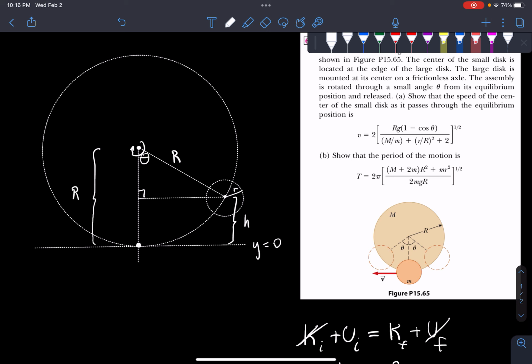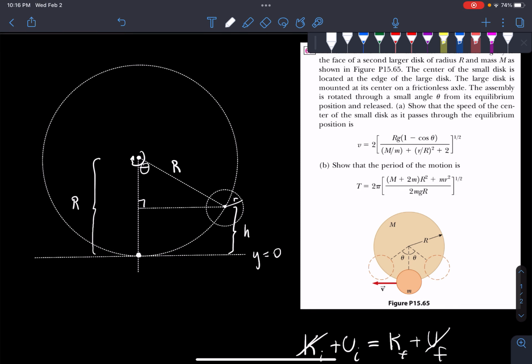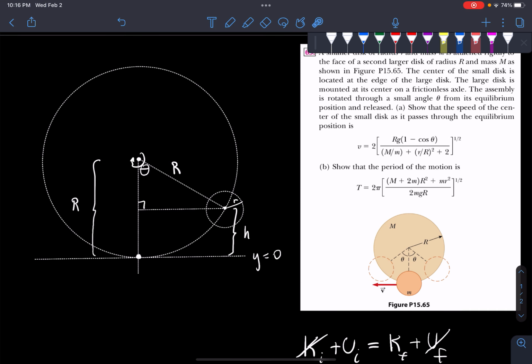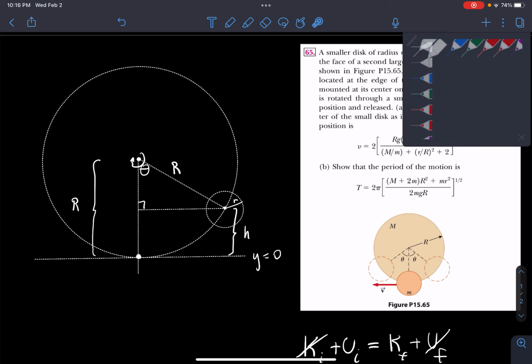So for h, we want R, which is this whole distance here, minus this little bit right here, which will give us this bit, which is h. So this piece right here is going to be, well, it's R, the hypotenuse of that triangle, times the cosine of theta, because that side is adjacent to the angle.